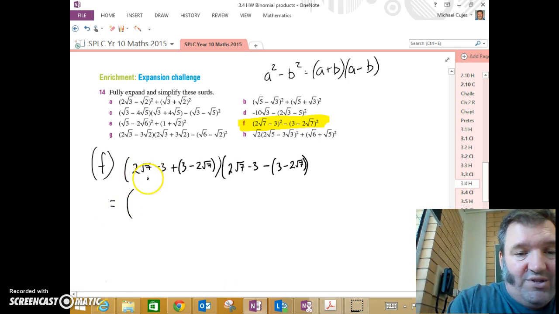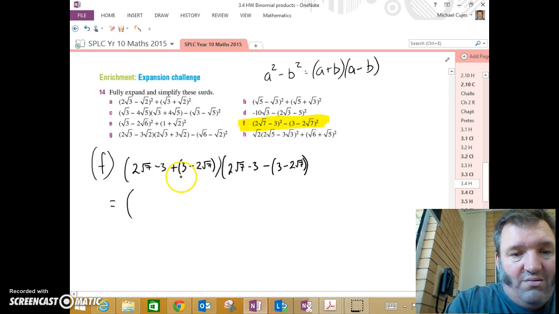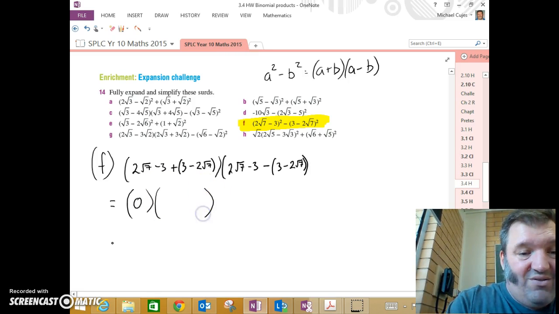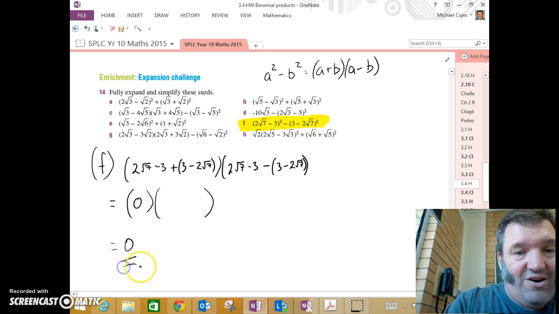Here I've got 2 root 7 plus negative 2 root 7. Well, they're like surds, but 2 and negative 2 cancel each other out. And I've got negative 3 plus 3. Man, doesn't that make that bracket 0? Oh, hang on, what have I got over this side? Doesn't really matter. 0 multiplied by anything is 0.